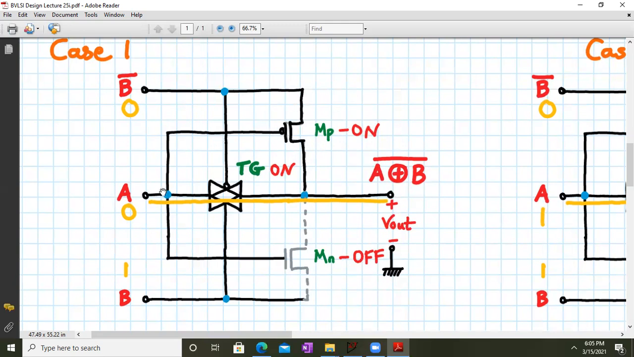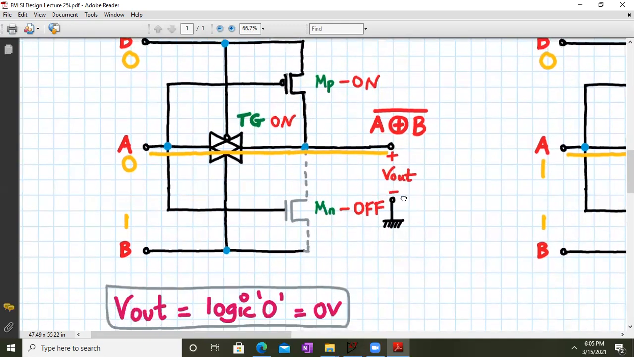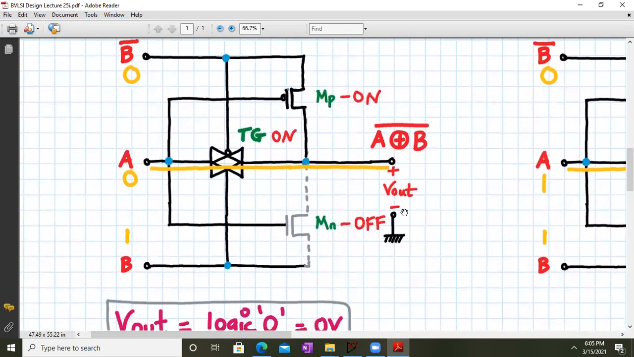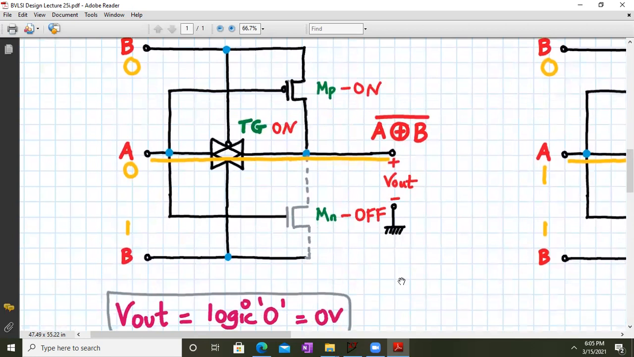At the same time, the same logic 0 is applied to the gate terminal of NMOS, so the NMOS is off. And we know that whenever the transmission gate is on, it passes both logic 0 and logic 1 very strongly. So since A is logic 0, the output will be a logic 0. And that is very well true in case of your XNOR gate. Whenever both the inputs are different, we get at the output a logic 0, a strong logic 0 in fact.